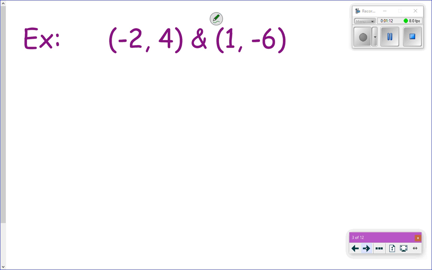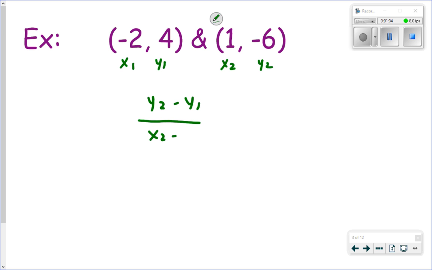First example, find the slope between these 2 points, -2, 4, and 1, -6. So the first thing I'm going to do is label. So this is going to be x1, y1, and the second point, x2, y2. Okay, so now we're going to write out the formula, y2 minus y1 over x2 minus x1. And now we're just going to plug in carefully, make sure that we're putting everything in the right spot.